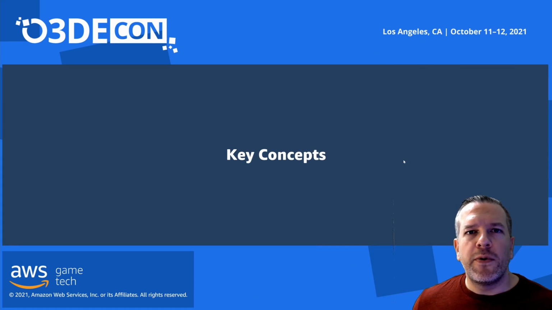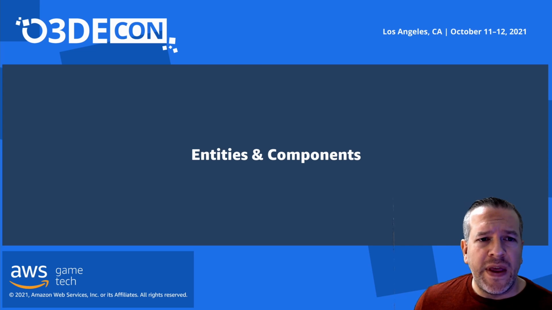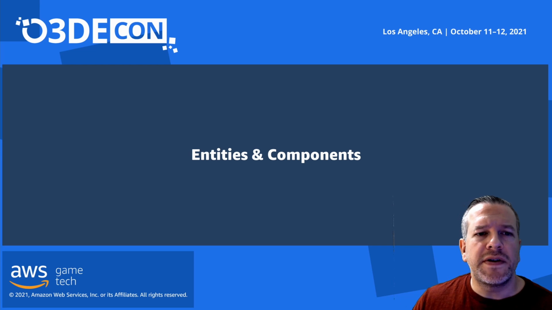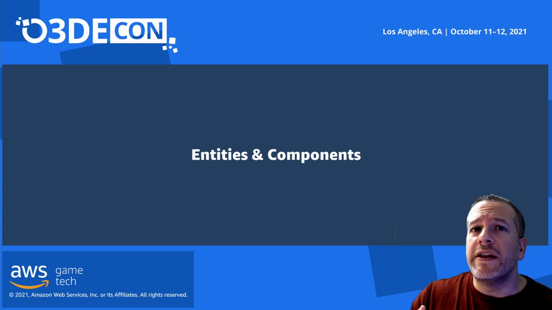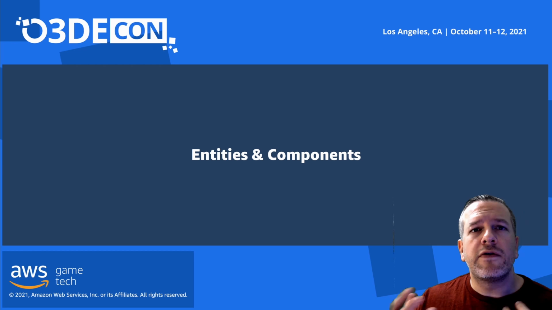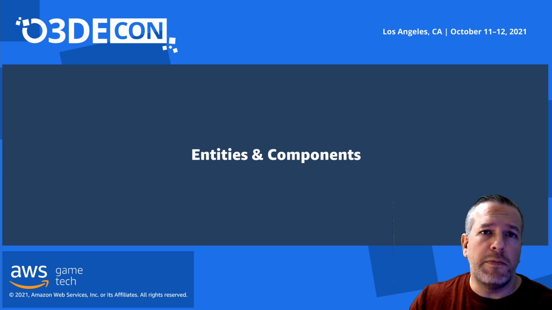So as I mentioned before, we're going to go over some key concepts. O3D is based on an entity component system. This means that we can build complex objects and hierarchies of objects using what we call entities, which is a container of sorts, and that container may have optional components. These components bring in the functionality, behaviors, and looks of your game elements and game objects.